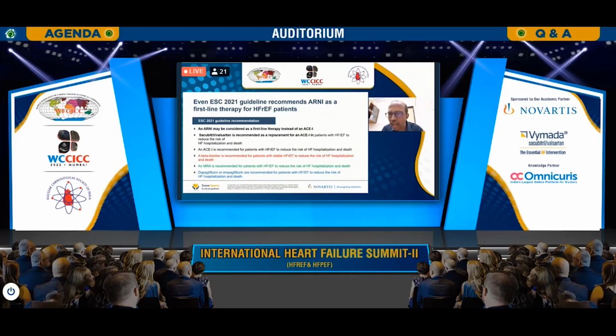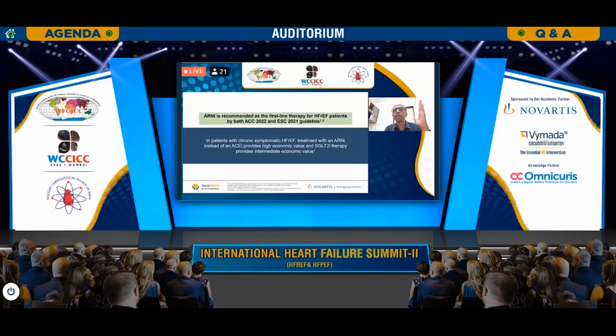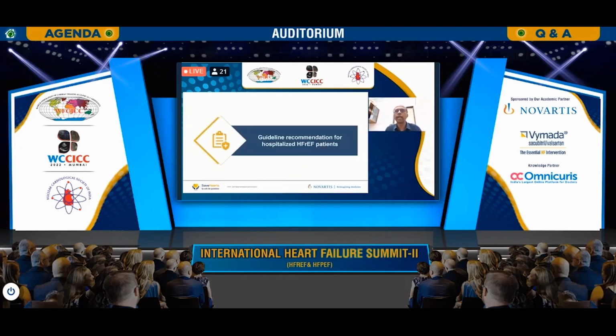Even if it's ACE naive, newly diagnosed patients with HFrEF, you should upfront start ARNI, because this is the molecule which Dr. Manoria showed us just now, which reduces cardiovascular death, reduces new onset of diabetes, reduces insulin requirement, and reduces sudden cardiac death in patients with HFrEF. And no other molecule has shown such concordant benefits, even in renal outcomes, in patients with HFrEF earlier. So ARNI is recommended as a first-line therapy by ESC 2021 and ACC 2022 guidelines as well.